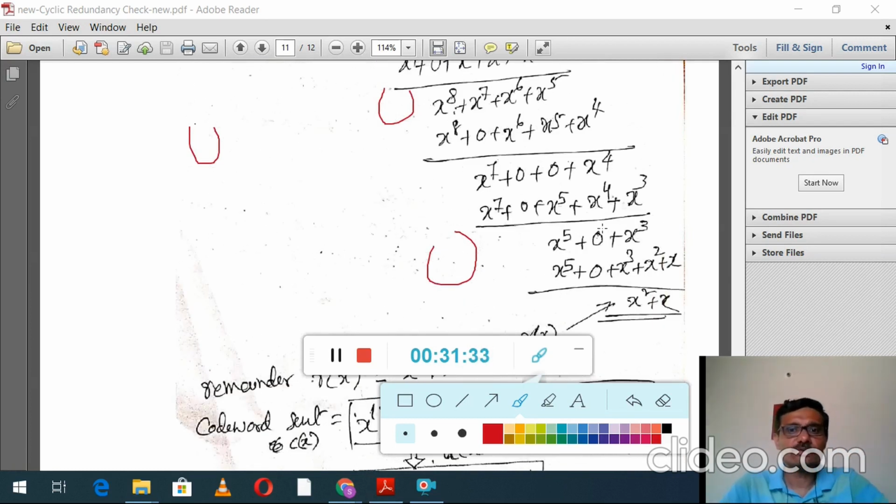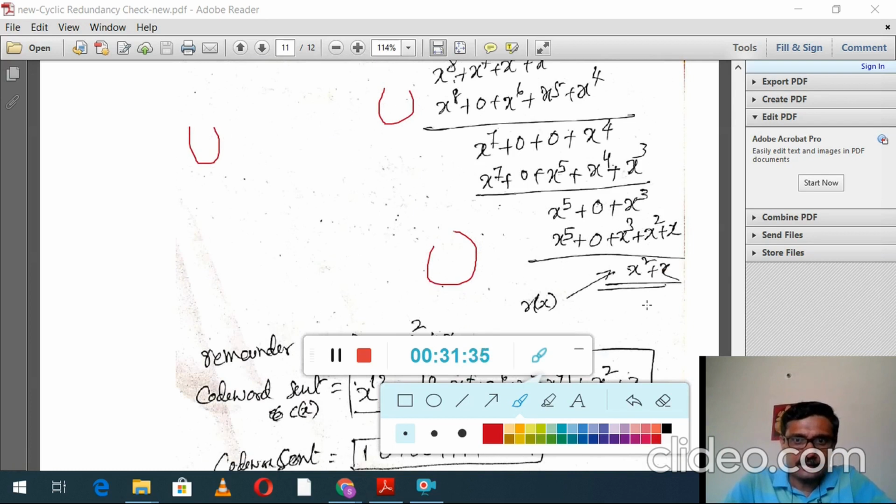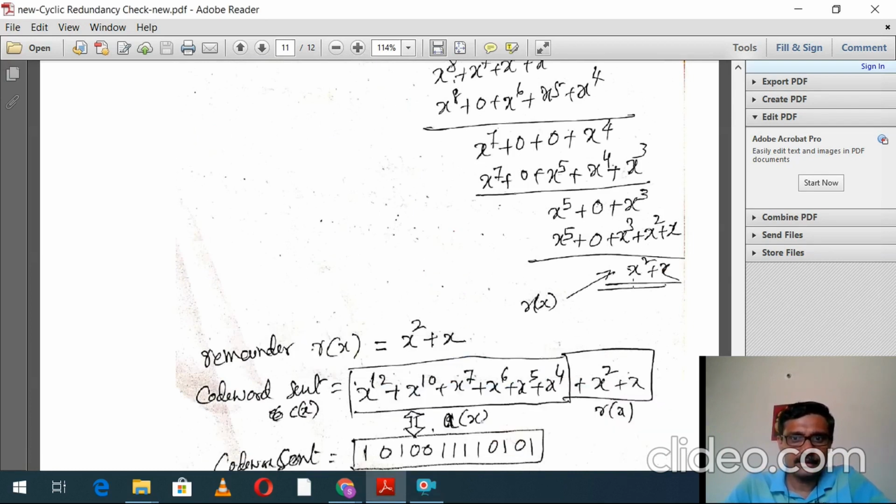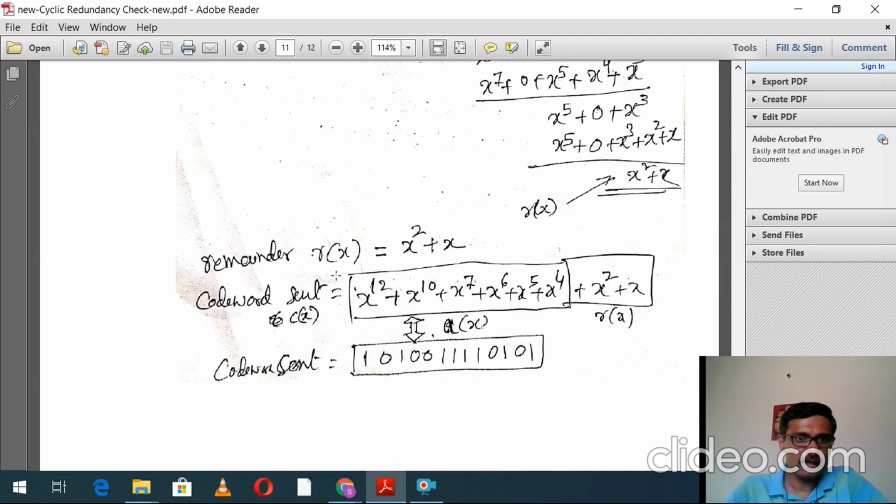It continues like that. At the end, we get the remainder. You see here x power 2 plus x. That is our remainder. We represent that using r of x. So your r of x is x power 2 plus x.